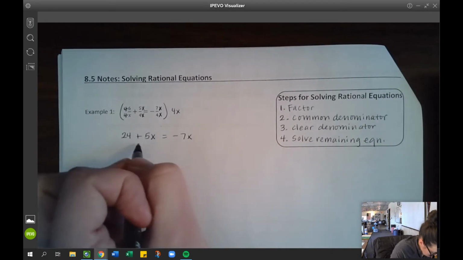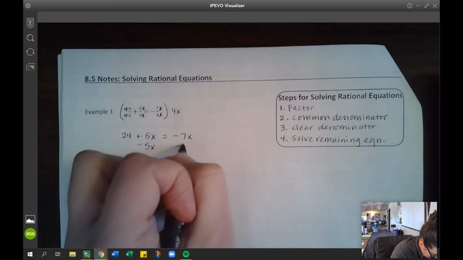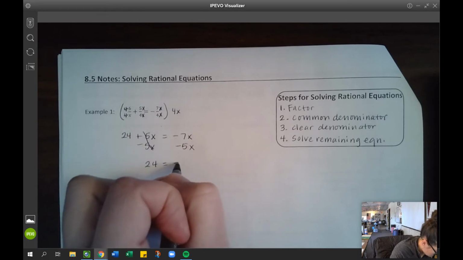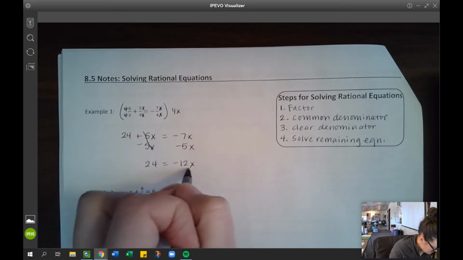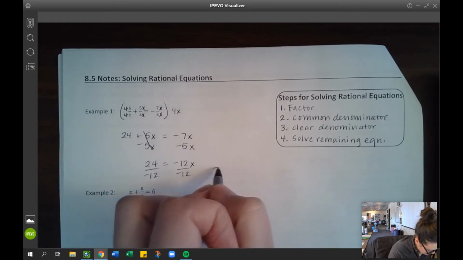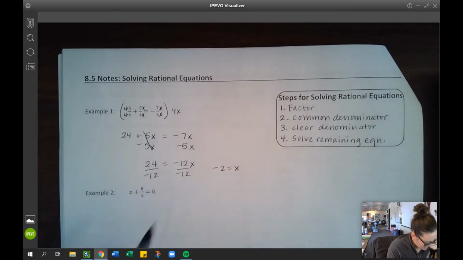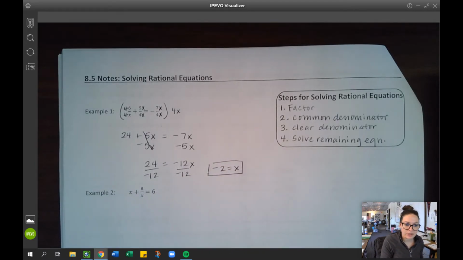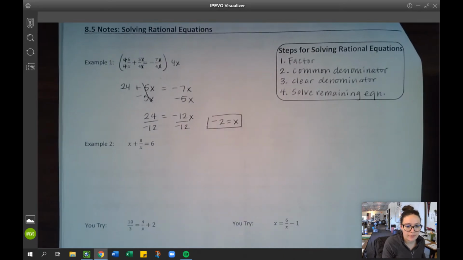So in this case, I'm going to move all my x's to one side. I get 24 equals negative 12x. Divide by negative 12. We get negative 2 equals x. And that's how we do it. Okay.